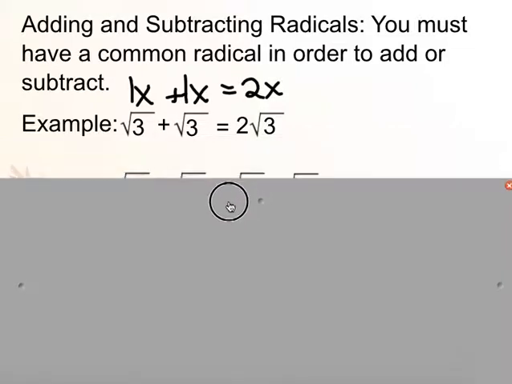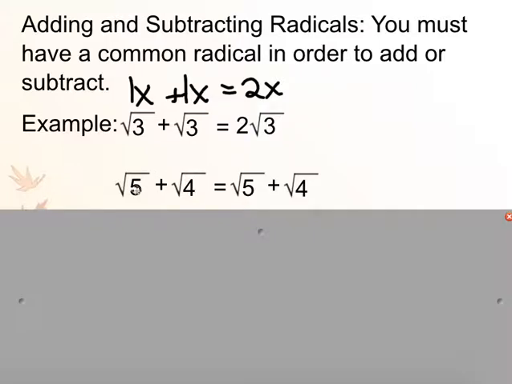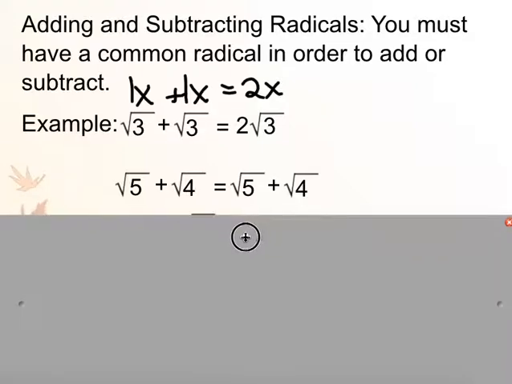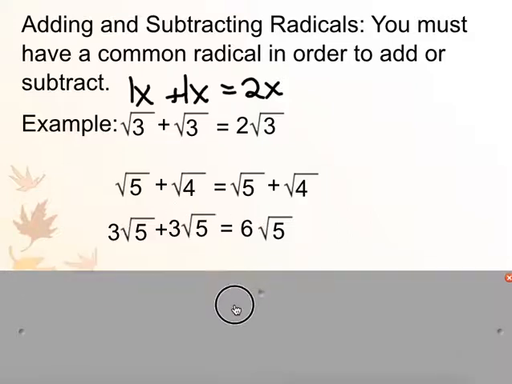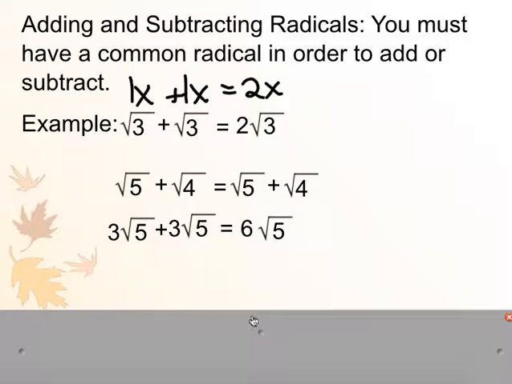Same with our radicals. If I have root 5 plus root 4, it's going to stay as root 5 plus root 4 because we don't have common radicals. We don't have the same number underneath the radical symbol. But if we have 3 root 5 plus 3 root 5, I have 3 of them here and 3 of them here, so I would have a total of 6 root 5, which works.